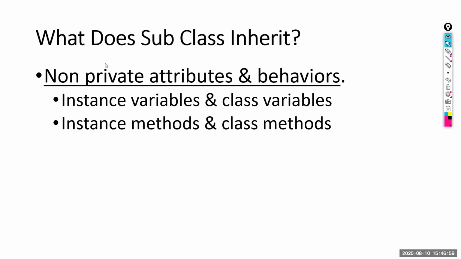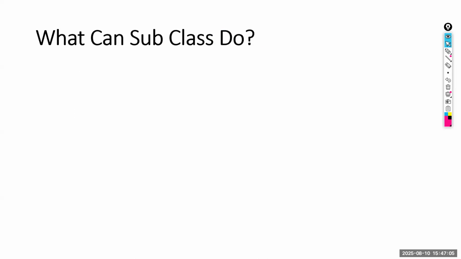I already explained what a subclass inherits: non-private attributes and behaviors. So what can a subclass do? Say B is a subclass of A, B extends from A. What can B do? Obviously B has inherited the non-private attributes and behaviors of A. Attributes and behaviors mean non-private instance variables, class variables, non-private instance methods, and class methods.